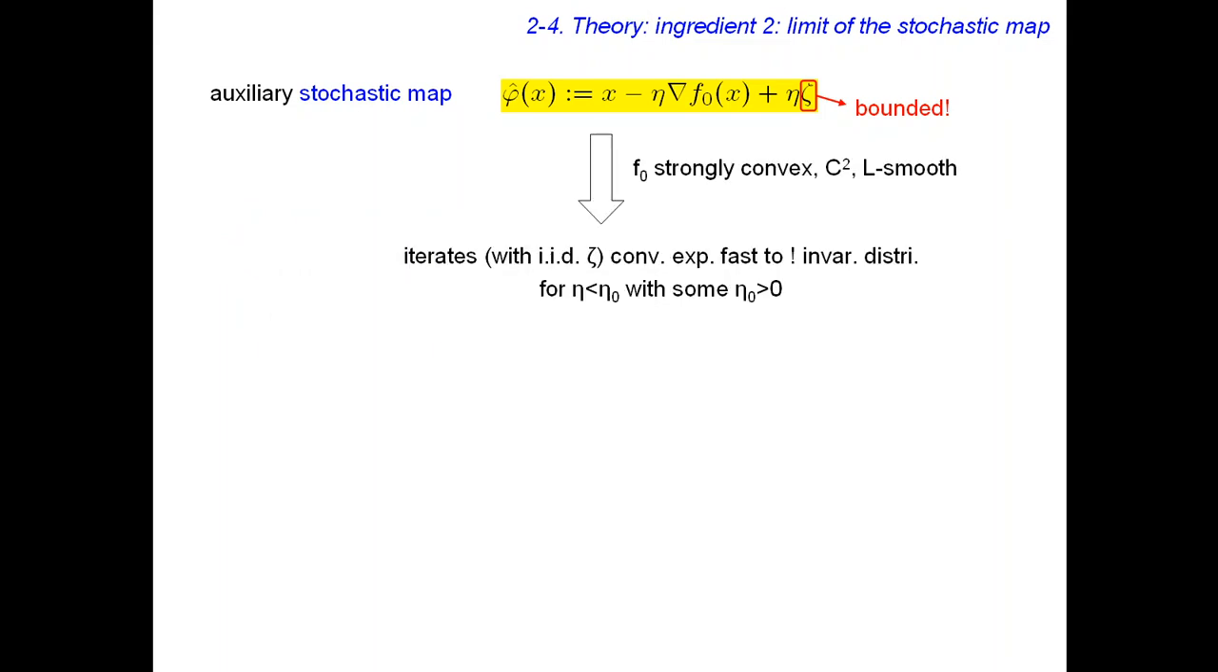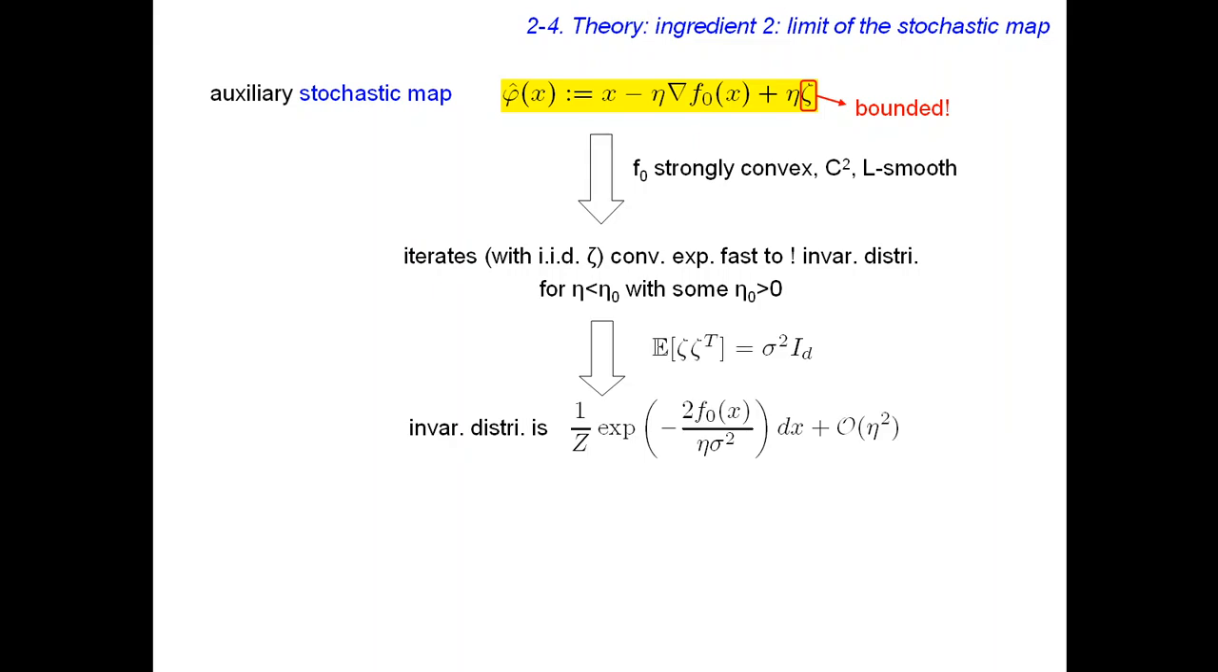But we do have results, and one of our results is the following. If f naught is strongly convex and regular enough, then iterates of phi hat, of course with IID zeta, will actually be geometric ergodic, meaning that the iterations will converge exponentially fast to a unique invariant distribution, as long as eta is not too small. Moreover, if the noise is actually isotropic, meaning that it has a covariance that's essentially a scalar, then the invariant distribution can be actually analytically approximated. It's going to be actually just a Boltzmann-Gibbs, so this is the density of Gibbs distribution plus a small correction.